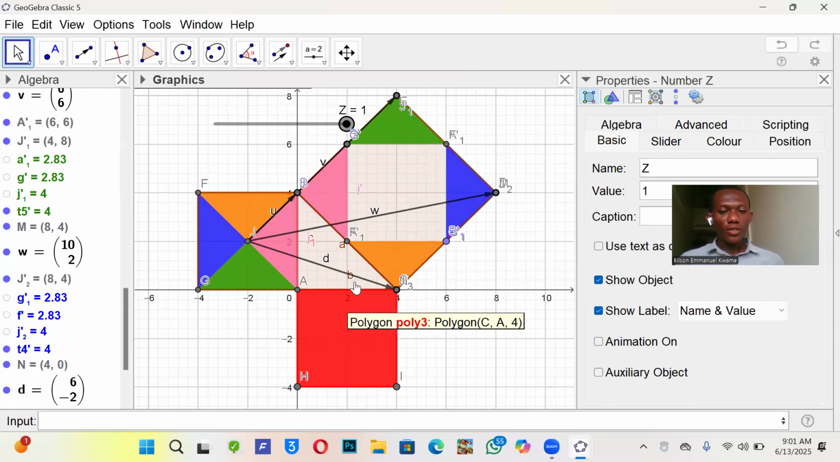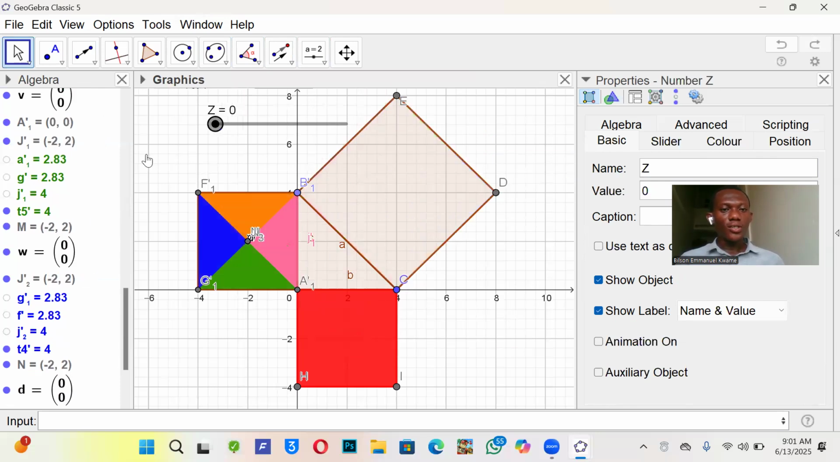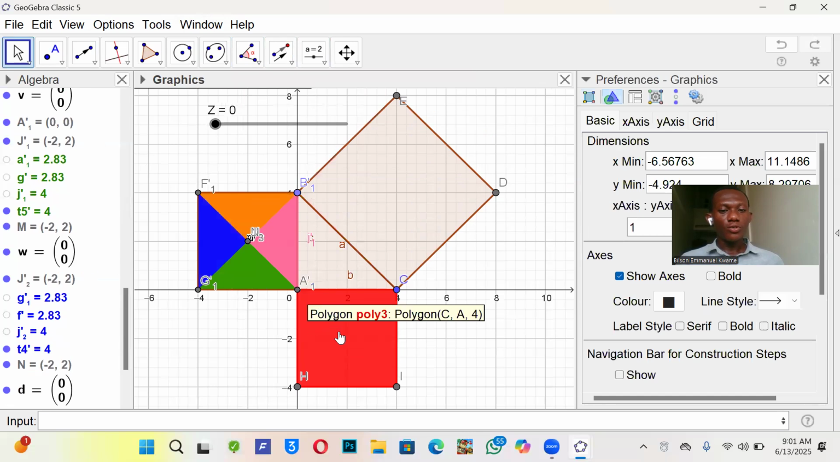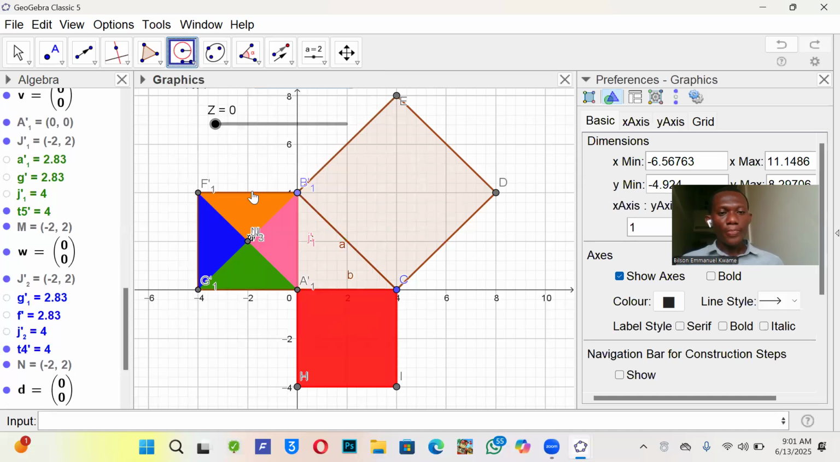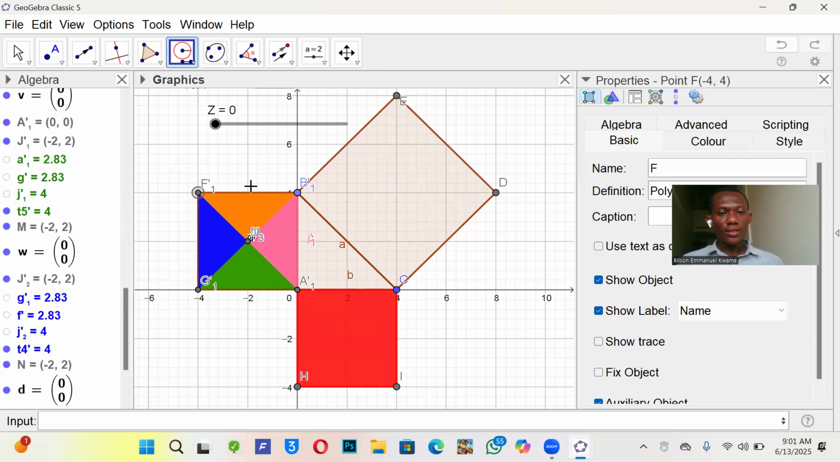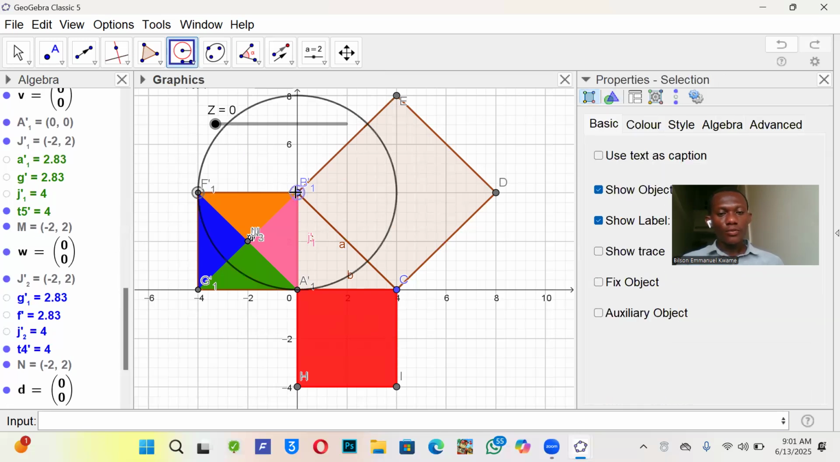The next thing we are going to do is to move this side to the center. How do we do that? To do that is quite simple. This is what you are going to do. You are going to use the compass tool to draw a circle, right? To draw a circle using this side. So you can see we've drawn a circle, right?